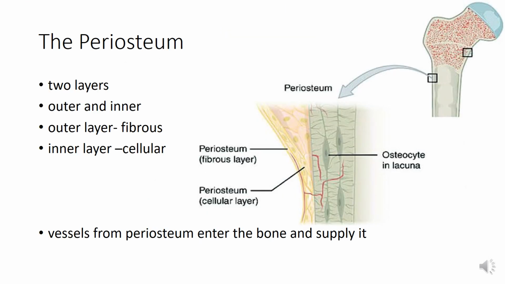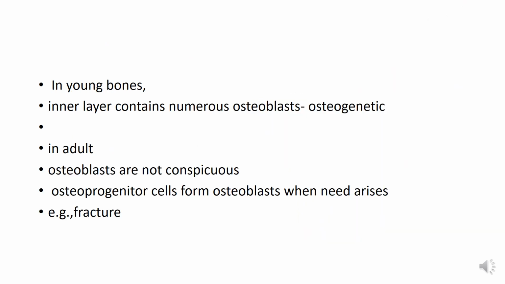So we have already seen the outer covering of the bone is periosteum. The marrow cavity is lined by endosteum. Talking about periosteum, it has two layers, an outer layer and an inner layer. This is the outer fibrous layer and this is the inner cellular layer. There are vessels which go from the periosteum and enter the bone to supply it.